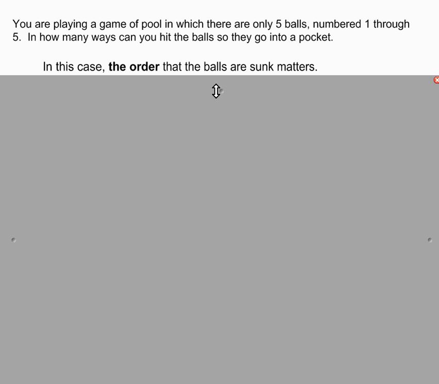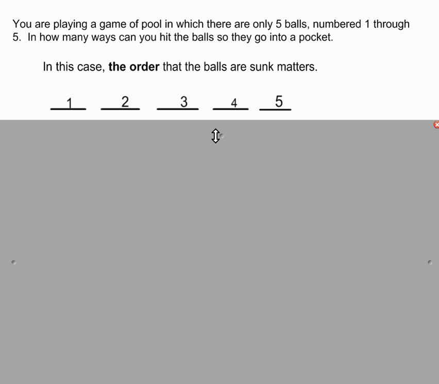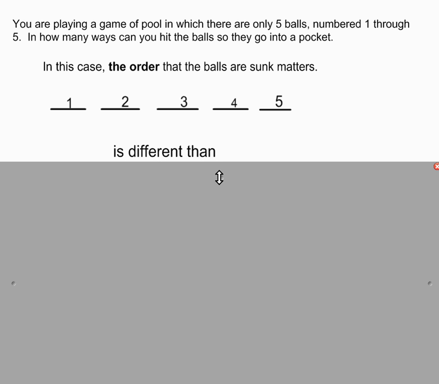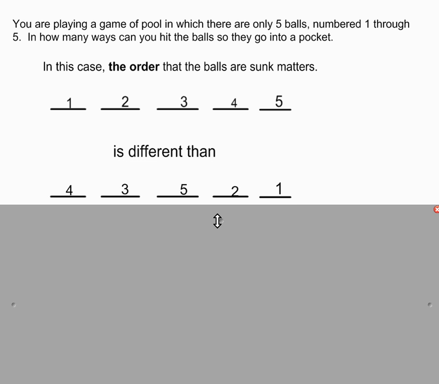Another example, let's say you're playing a game of pool in which there's only 5 balls and they're numbered from 1 to 5. How many ways can you hit the balls so that they go into the pocket? In this case, again, the order is important. If you hit the balls in the order 1, 2, 3, 4, 5, that's different than hitting them in the order 4, 3, 5, 2, 1.